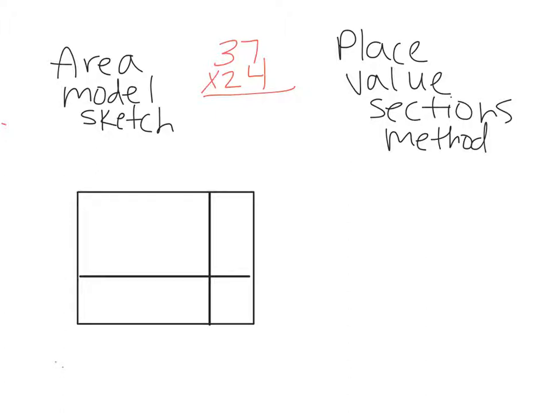So first we're going to start by putting 37 into expanded form. So 37 in expanded form would be 30 plus 7, and then we would split up our 24 into expanded form by putting 20 plus 4. Okay, now we just have to follow the order of the steps to solve each multiplication problem.